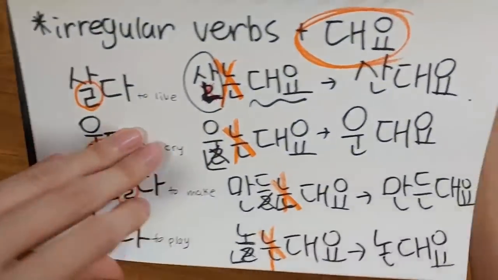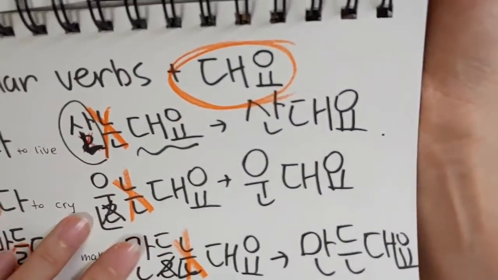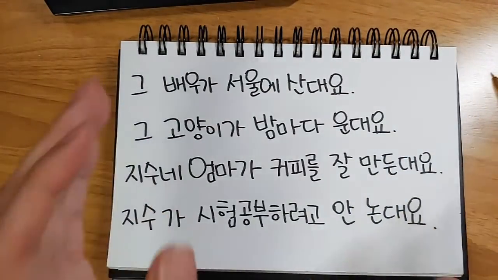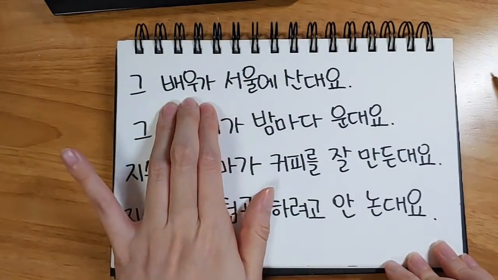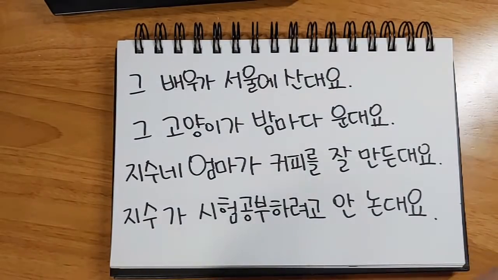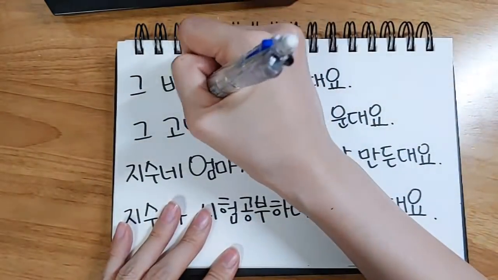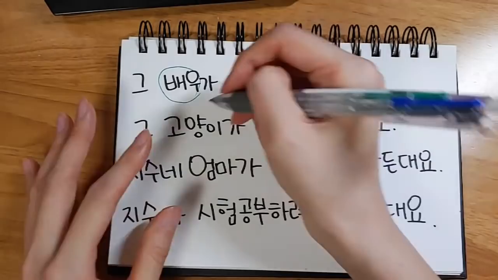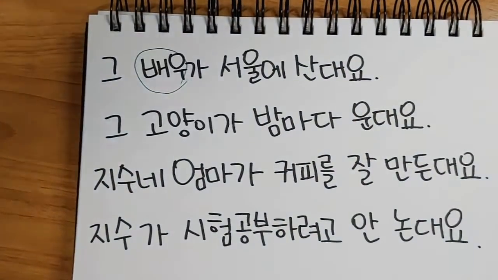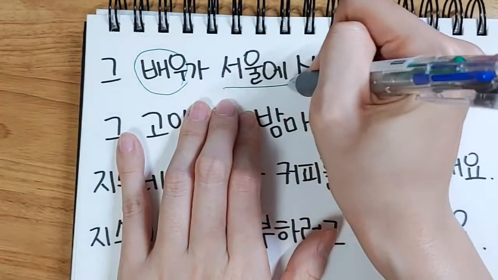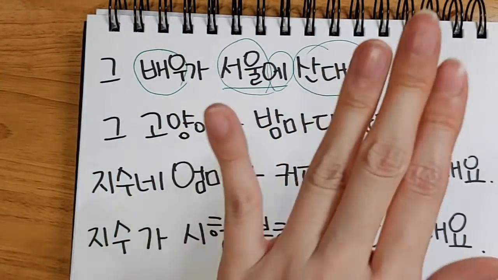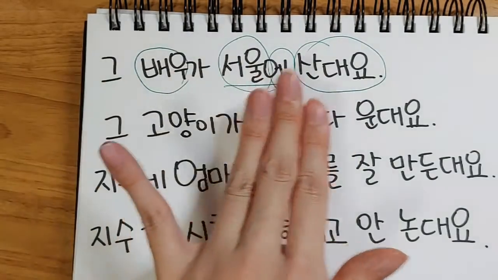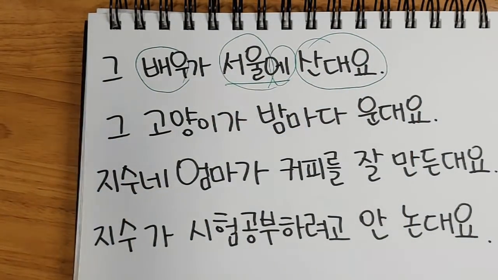And also I forgot to mention one more thing. Okay, so let's do the sentence first and then move on to 네요 endings, irregular verbs. So 그 배우가 서울에 산대요. 그 배우가. 배우가 means an actor or actress. So that actor 서울에 in 서울 산대요. I hear he lives. 그 배우가 서울에 산대요. I hear he lives in Seoul.